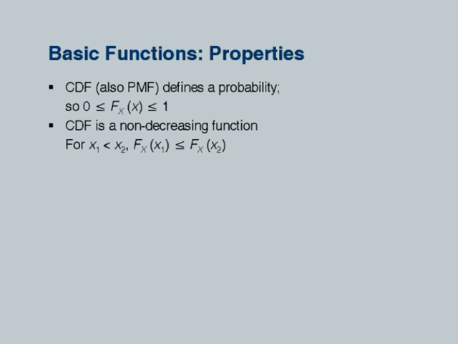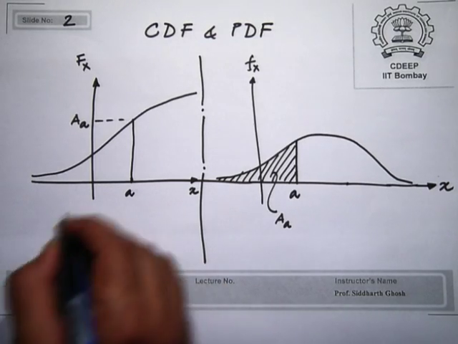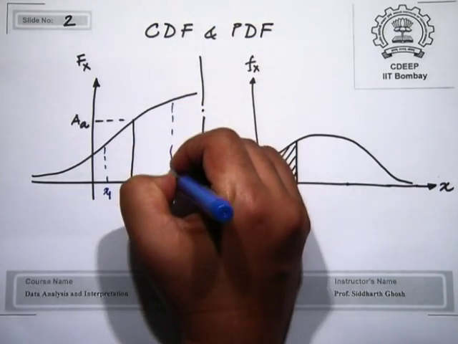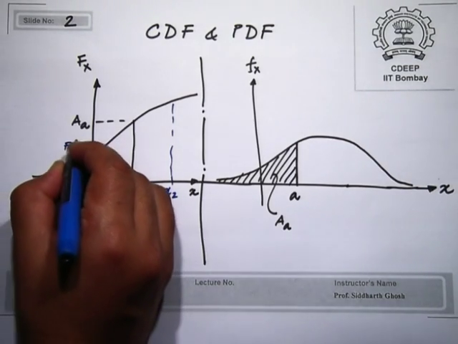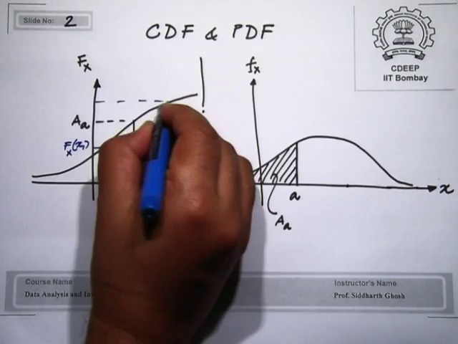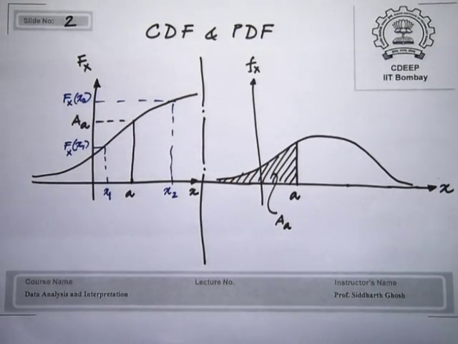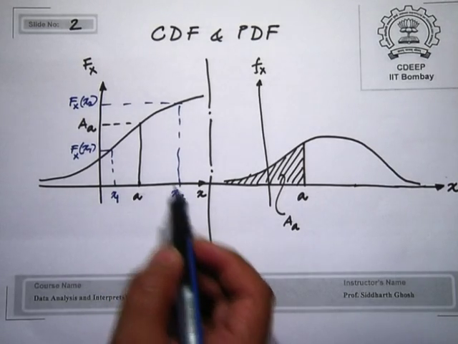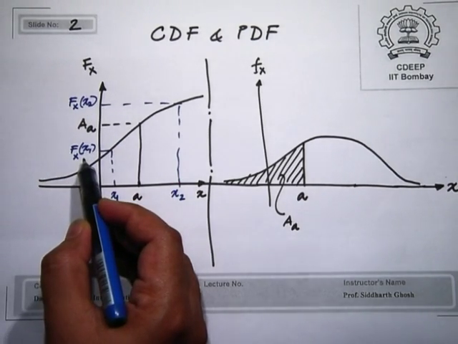That means, for x 1 less than x 2, the CDF at x 1 has to be less than equal to CDF at x 2. I will get back to the previous plots. So, you can see the CDF over here. Let us say this is x 1 less than x 2. So, this is f at x 1 and this is f at x 2. Since you are adding on area as you go ahead in the PDF plot, f at x 2 cannot be less than f at x 1. Is that okay?